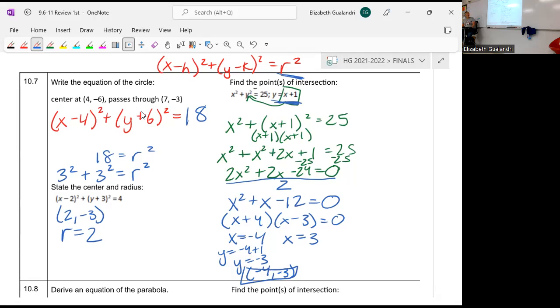That's my answer. X value of 3, you do the same thing. So y is equal to x plus 1. 3 plus 1 is 4. And so my other answer is (3, 4) in parentheses.